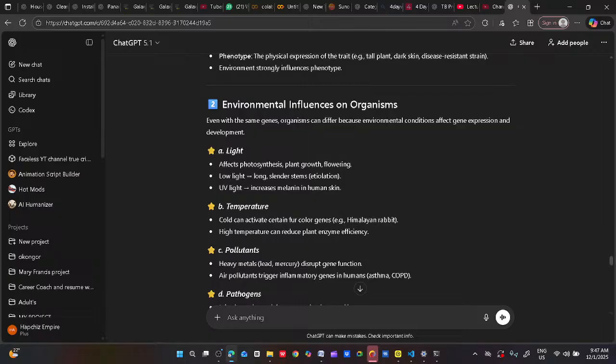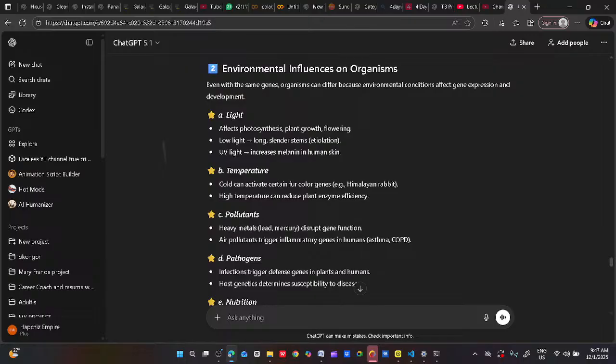About albino. The difference between you and albino is that their own melanin is already affected. So they don't have the ability to, their skin pigmentation is already hampered. Then the second environmental condition is temperature.